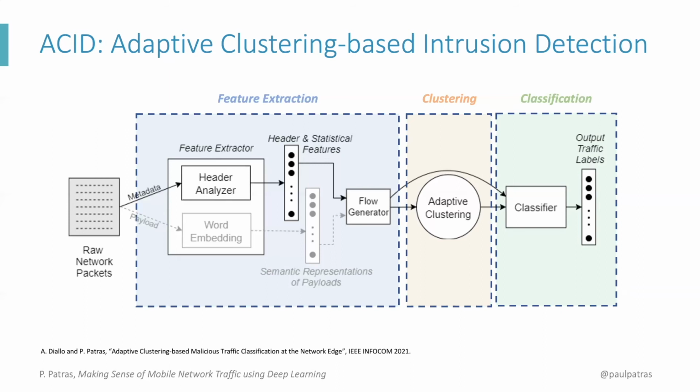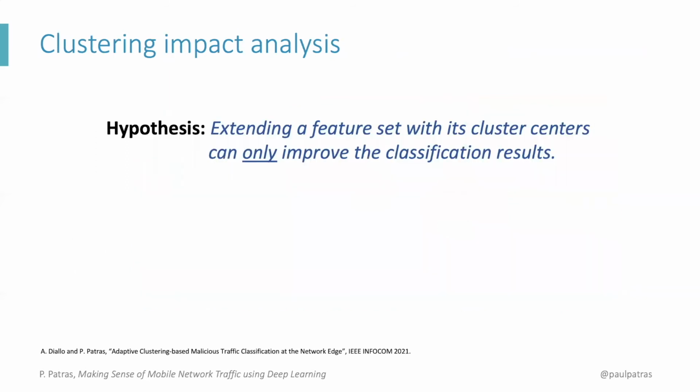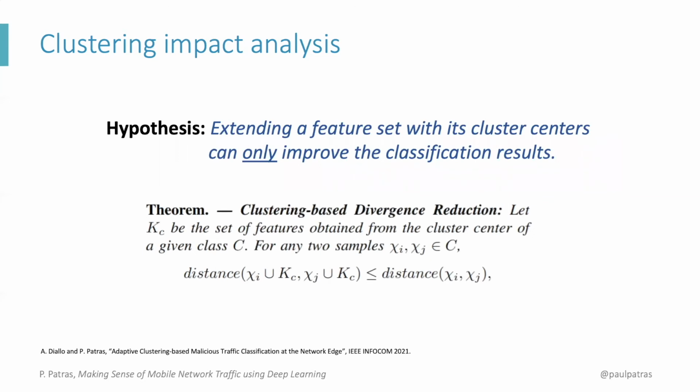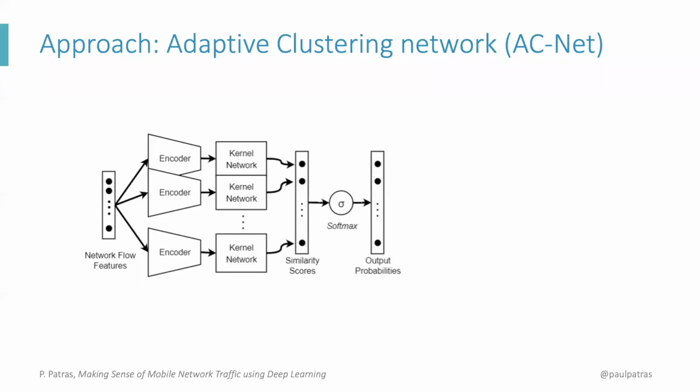So let's go through the different components. Actually, let's start by explaining what we had in mind. Our initial hypothesis was that if you extend the set of features that characterizes a flow with the cluster centers, you can only improve the classification results. And then we came up with a theorem and we proved that that's the case. And I'll show at the very end how much of a difference it makes to use these cluster-centered features with respect to any other features that are readily available. And this is really what drives this whole adaptive clustering philosophy here.